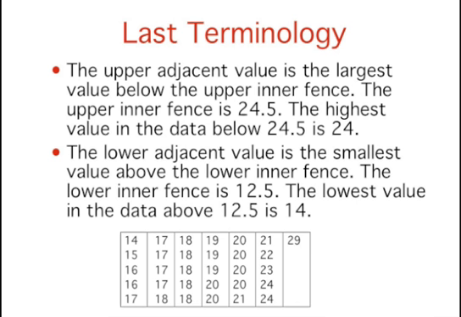The upper adjacent value is the largest value below the upper inner fence. If you recall, the upper inner fence is 24.5. Looking at the raw data, you can see that the highest value below 24.5 is equal to 24. Therefore, the upper adjacent value is 24. Similarly, the lower adjacent value is the lowest value above the lower inner fence. The lower inner fence is 12.5, and the lowest value in the data above 12.5 is 14. Note that it is not uncommon for a lower adjacent value to be the lowest value in the data.